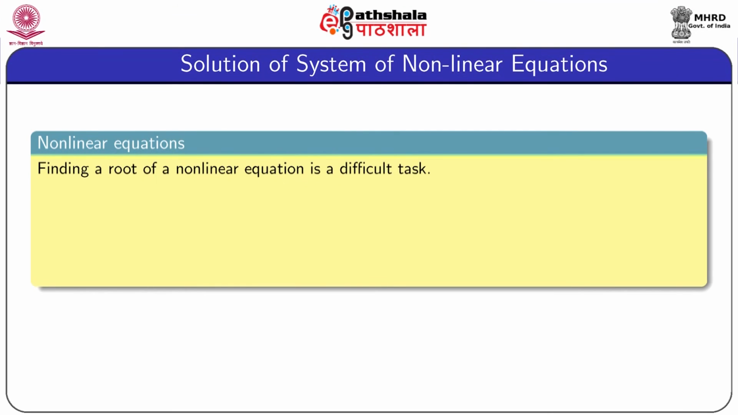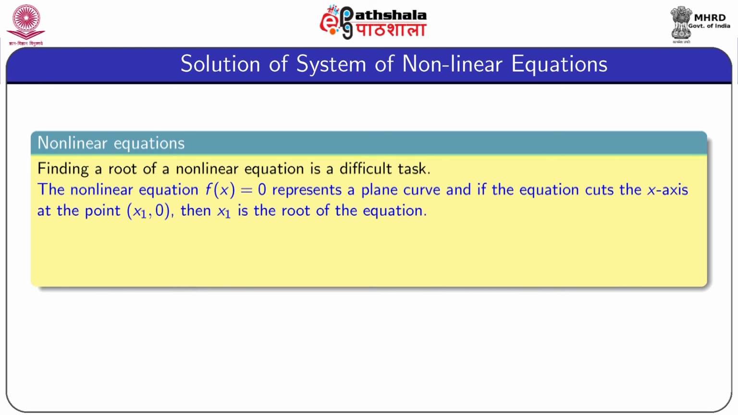Now, we shall describe 3 methods. The first method is called the iteration method, the second one is the Seidel method, and the third one is the Newton-Raphson method, to find a root of a system of nonlinear equations, particularly a pair of nonlinear equations. I have mentioned that finding a root of a nonlinear equation is a very difficult task, and it becomes more difficult if it is a system of nonlinear equations.